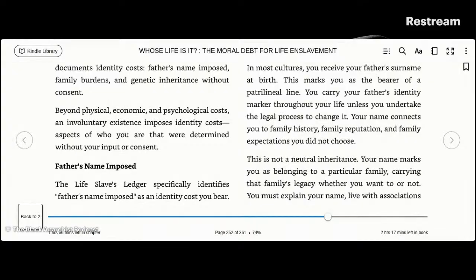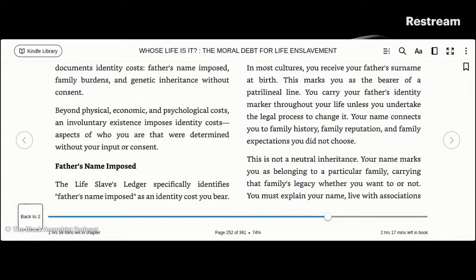Father's name imposed. The Life Slaves Ledger specifically identifies father's name imposed as an identity cost you bear. In most cultures, you receive your father's surname at birth. This marks you as the bearer of a patrilineal line, your father's name an identity marker throughout your life unless you undertake the legal process to change it. Your name connects you to family history, family reputation, and family expectations you did not choose. This is not a neutral inheritance. Your name marks you as belonging to a particular family, carrying that family's legacy whether you want to or not.